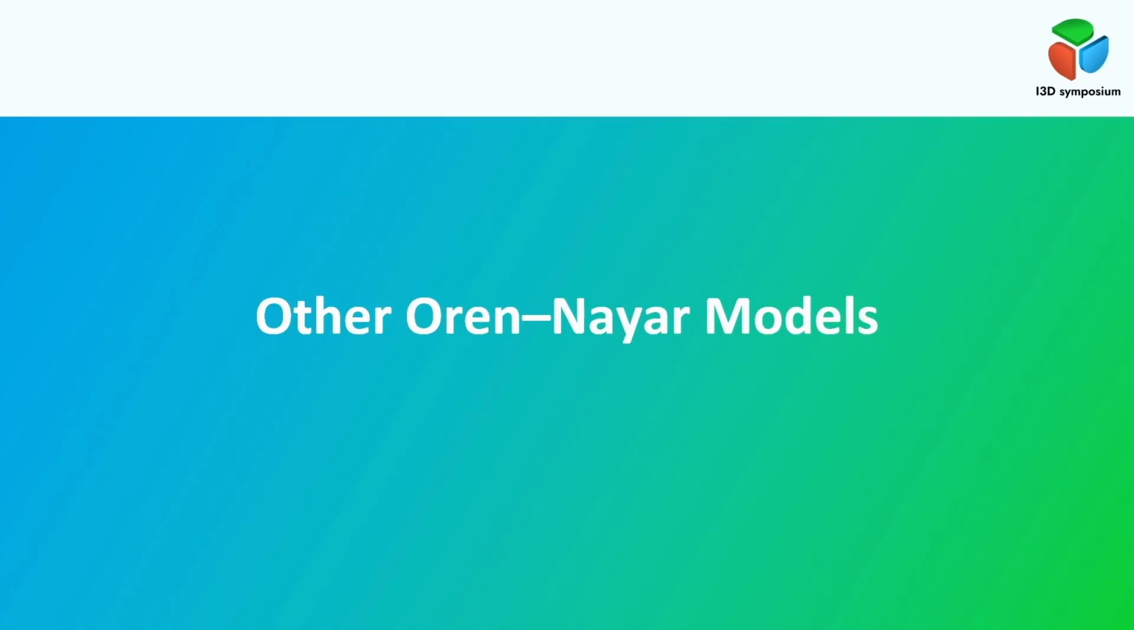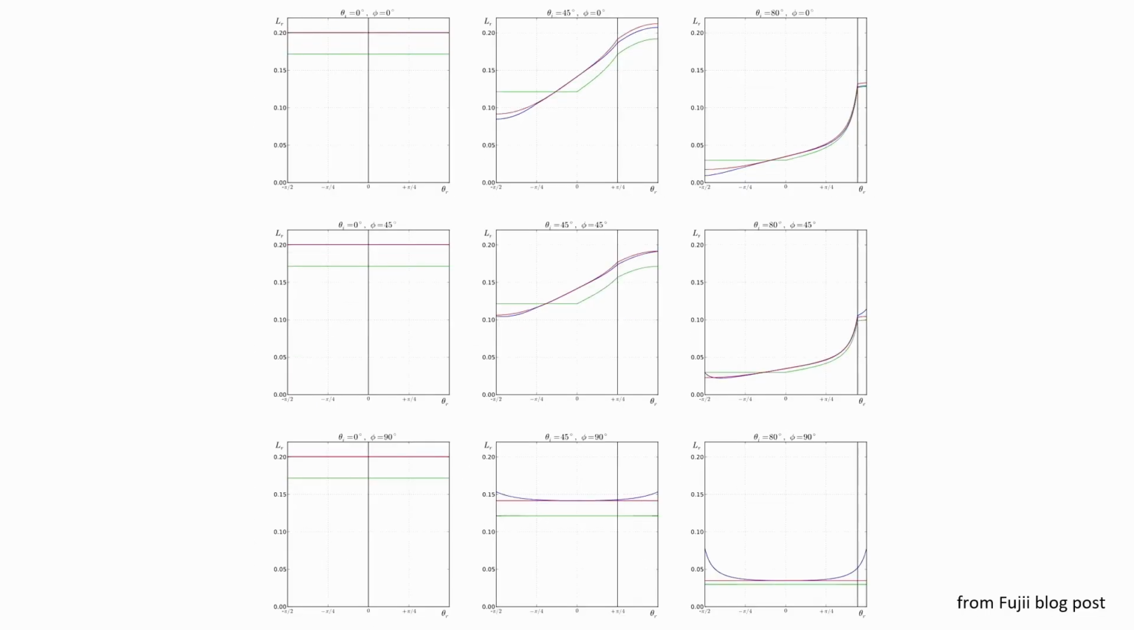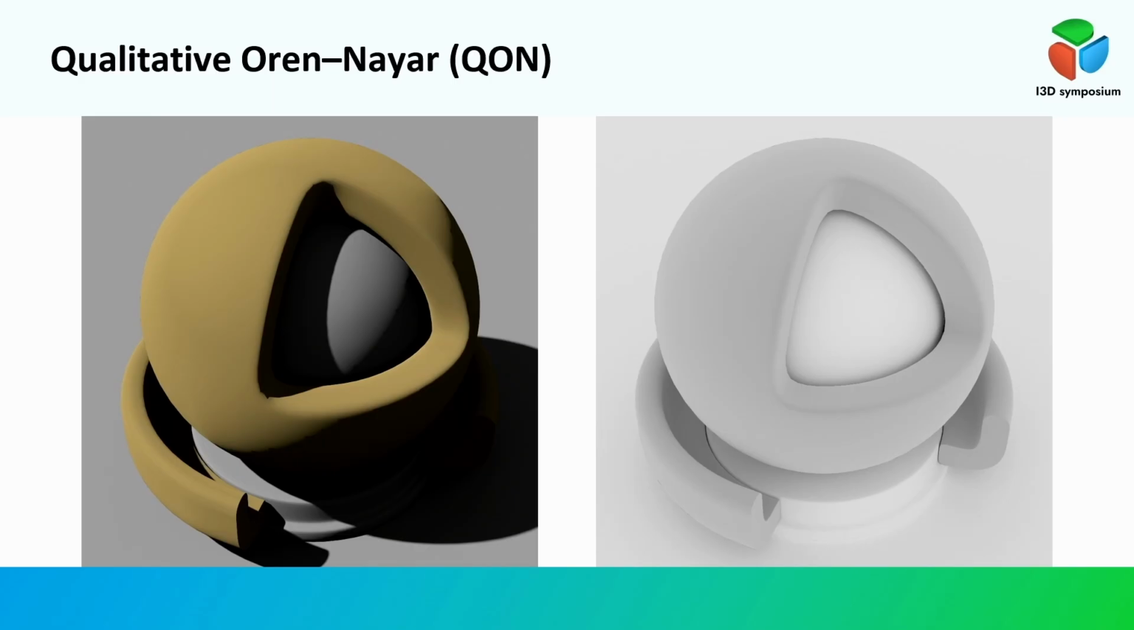So we looked at a number of other existing variants of the Oren-Nair model. We show a bunch of these in the paper. We compared them with existing results from the past. We show renders in the paper as well, but here we just want to highlight a couple of them. One of them is called qualitative Oren-Nair, or QON. This is from that same original paper, but it's a simplified version. But it's very commonly used in practice.